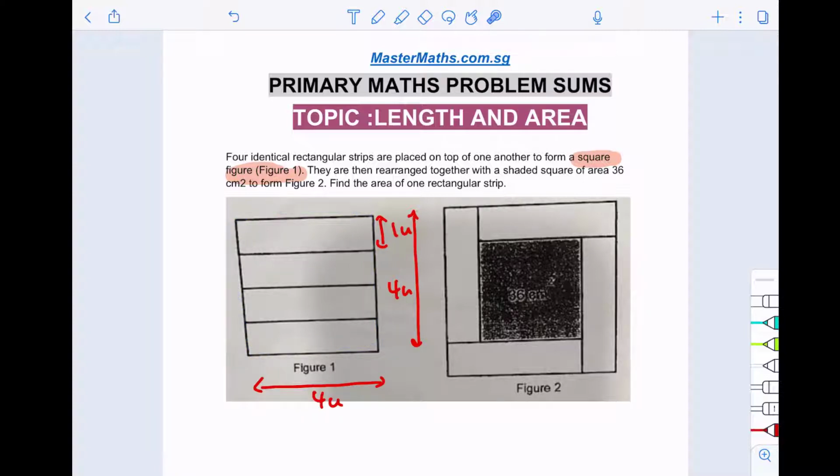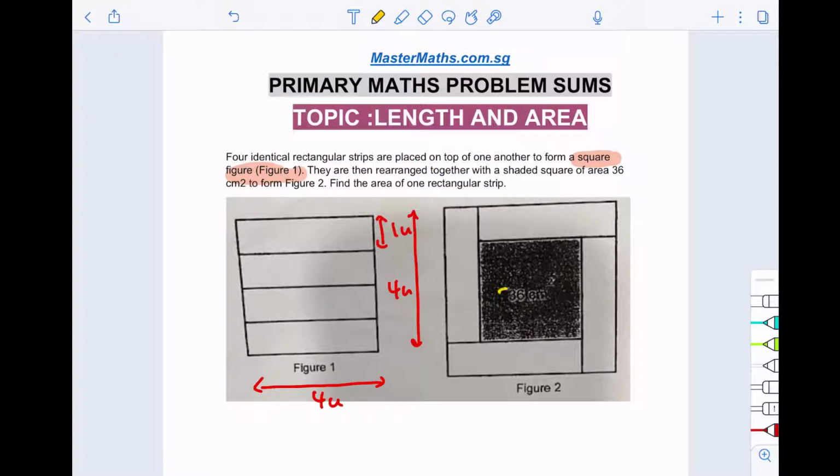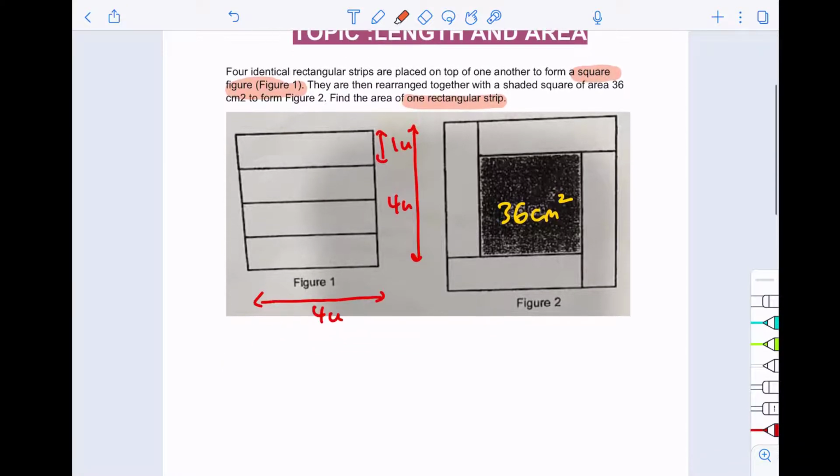Now, they are then rearranged together with a shaded square of area 36 to form figure 2. So inside this figure 2 is a square which is 36 square cm. Find the area of one rectangular strip. To do this question, we need to make use of what we have, which is the 36 square cm, the area of this square, which means that we can find the length of that square.